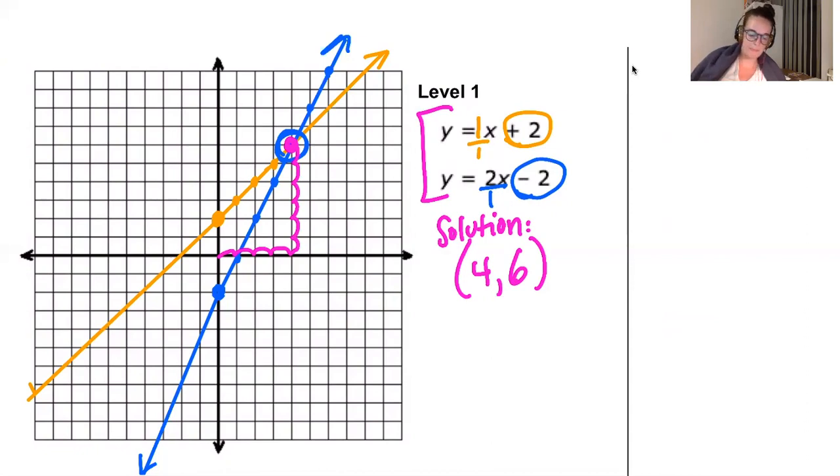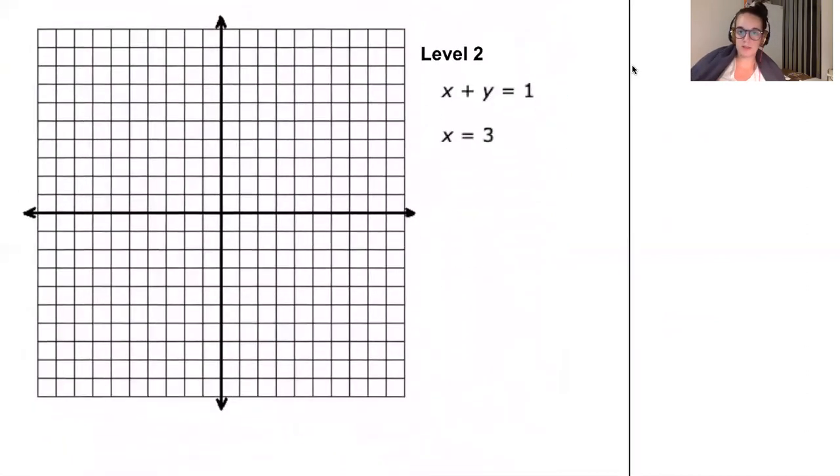Okay. Level 2, go ahead and pause the video if you need to write down these problems. All right. So in level 2, I can see that the problem is in standard form. Since it's in standard form, it's not so easy to graph it. So I'm going to go ahead and write it down.